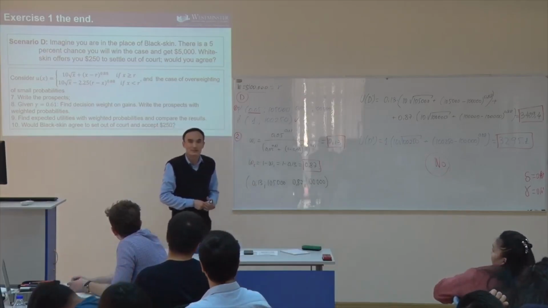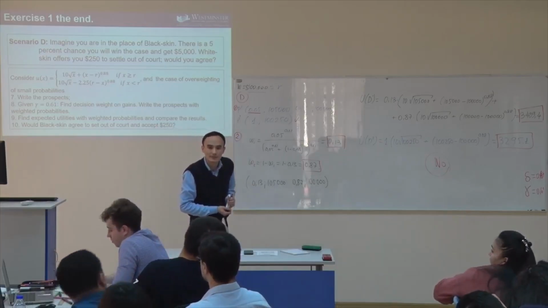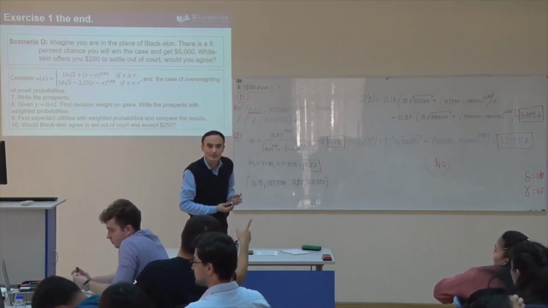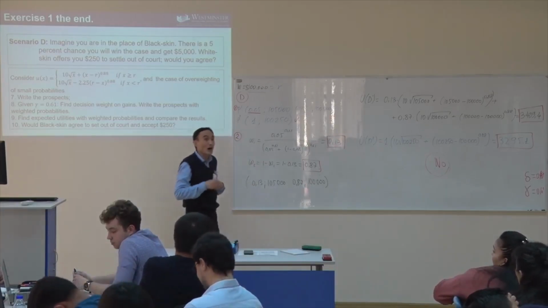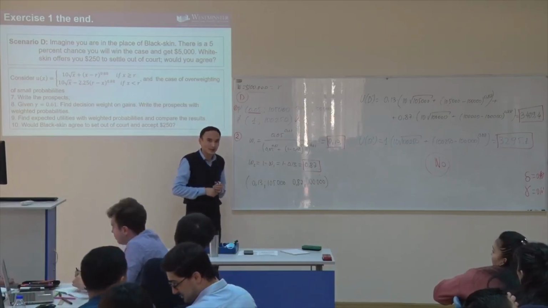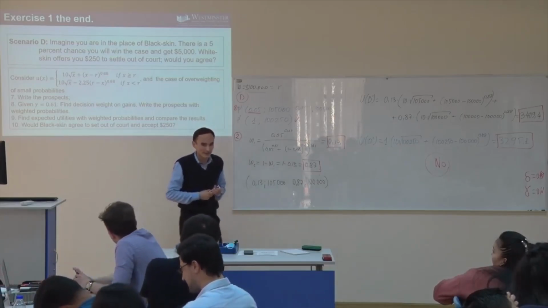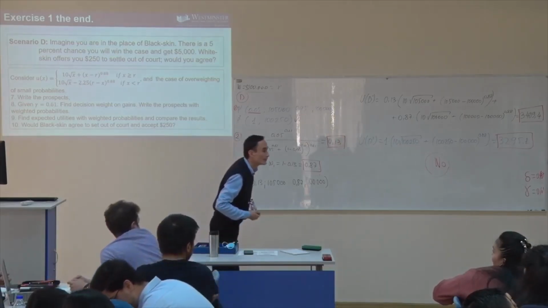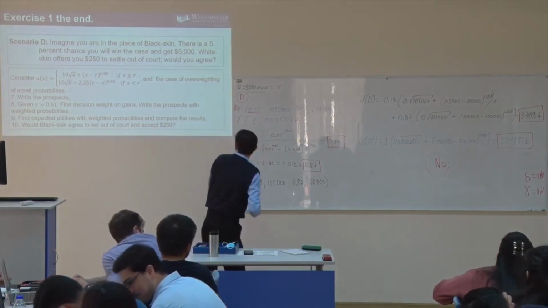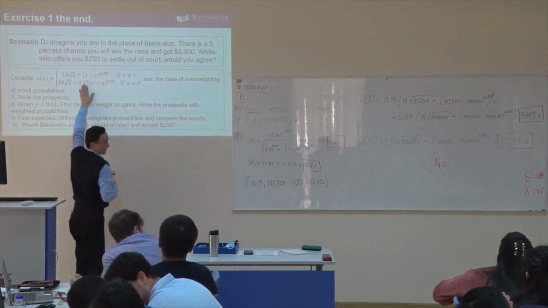All right? Yes? Why are we not using actual probability like 5% instead of 30%? Because now we are considering people who are overweighting probabilities, okay? Overweighting probabilities. I have a question. Why didn't we use the second formula and use the first formula? Why didn't we use the second one?